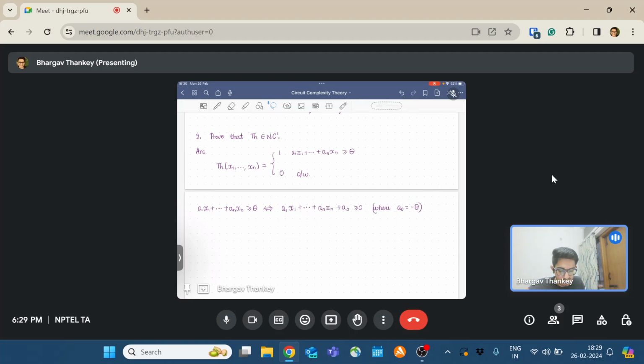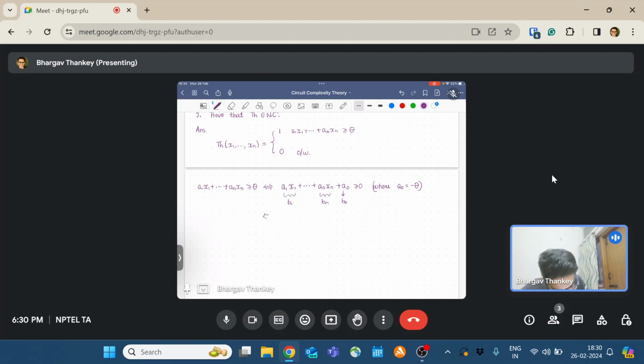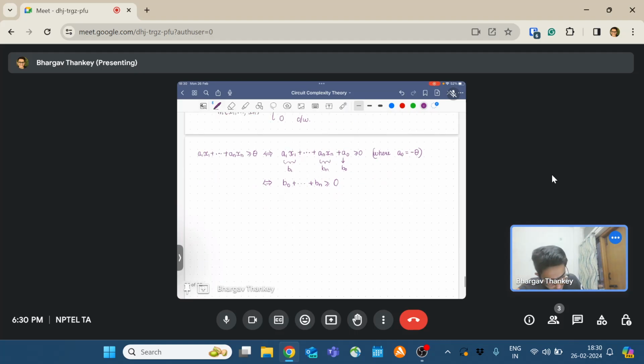Yeah, so first we'll write it in this form and then let me call this entire thing B1, Bn, and B0. Okay, so then, rather, let me say B0 plus up to Bn is greater than or equal to 0, theta, right? Sorry, 0, yeah. Theta is 1. Okay, so now what we can do is the following.